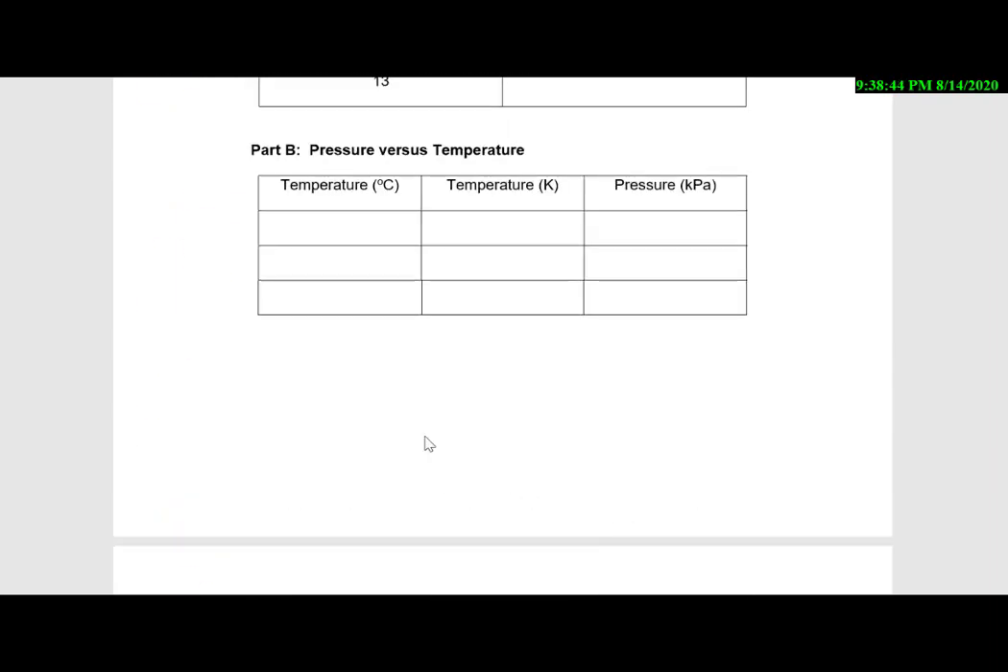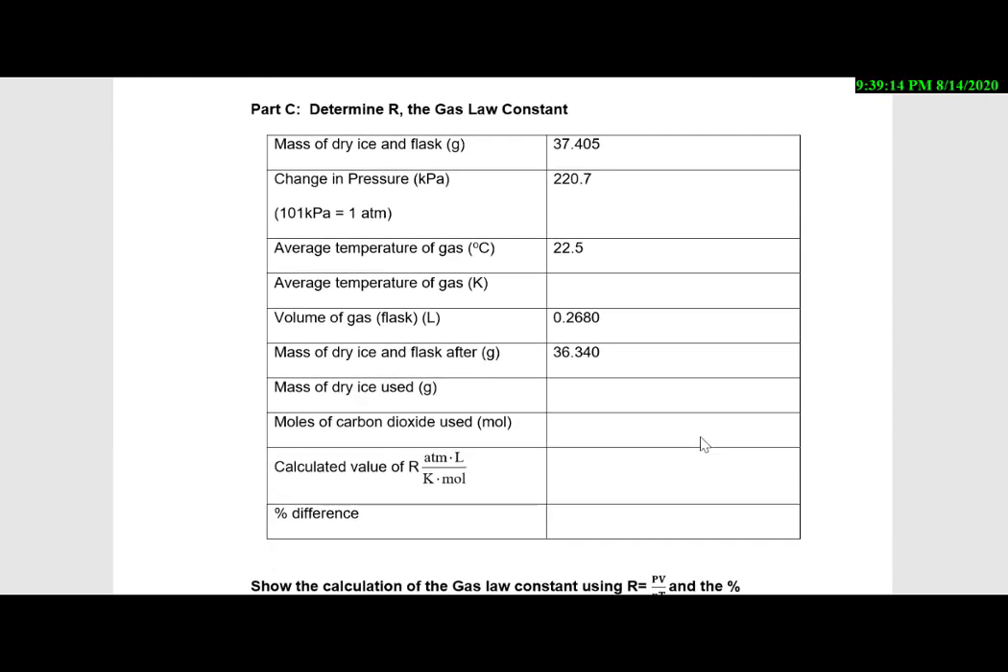For part B, once again, this information will come from the video and a graph will be provided. And so the video will give you the temperatures and the pressures. And what you'll need to do is convert the Celsius to Kelvin. And then you'll end up graphing your temperatures and your pressure relationship, as the lab manual asked you to do. Part C, the data is already in your lab manual.